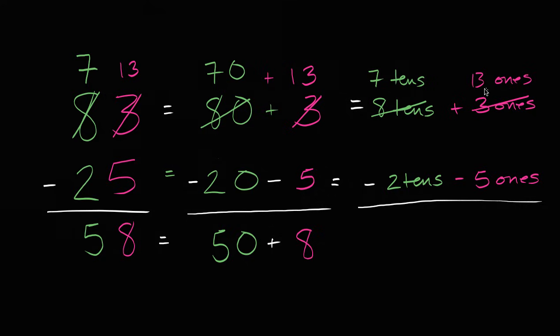And now I can subtract. 13 ones minus 5 ones is 8 ones. And 7 tens minus 2 tens is 5 tens. 5 tens. And we are done. These are all different ways of doing this exact same problem with regrouping.